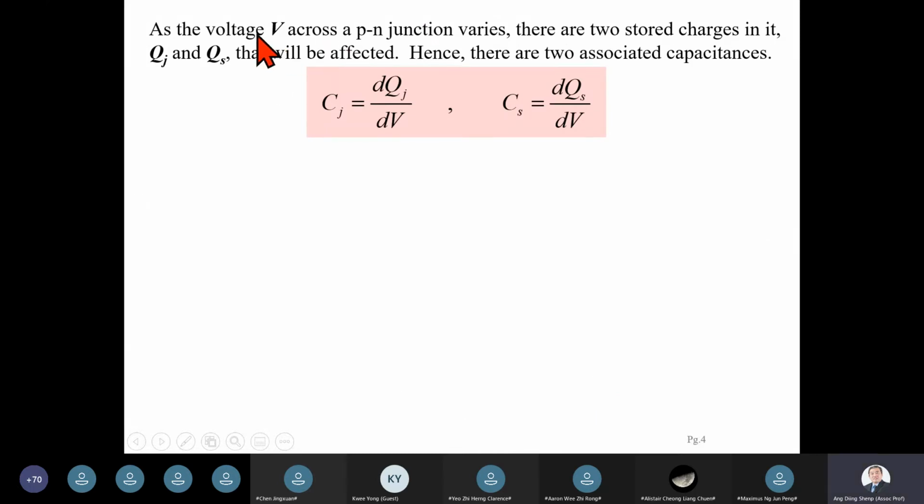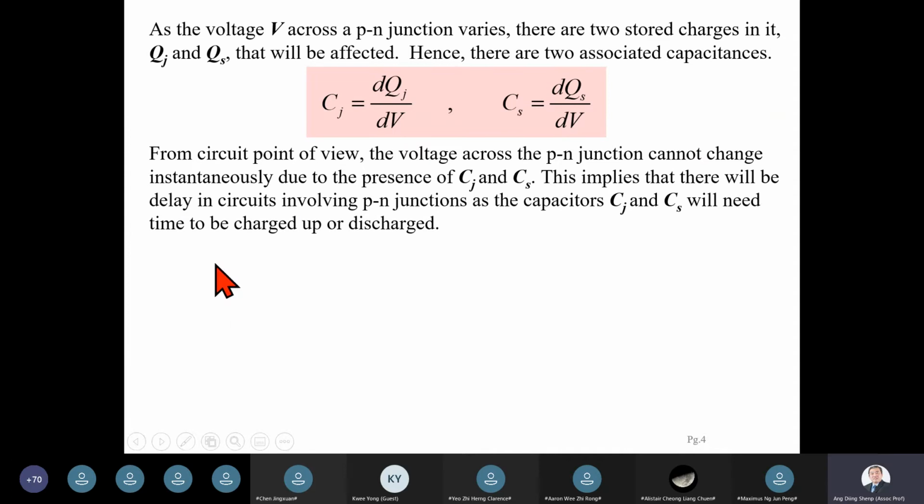Now, later on, you'll see that as we vary the voltage across the PN junction, the two types of charges stored at the PN junction can be changed. And I think most of you have guessed by now that one of the two types of charges is actually the space charge. Then what is the other type? We'll come to that shortly. Now, as far as the change in the space charge is concerned, the capacitance is called the junction capacitance, which is defined as dQj over dV. For the other type of charge stored, we can apply the same definition. So the storage capacitance is defined as dQs over dV.